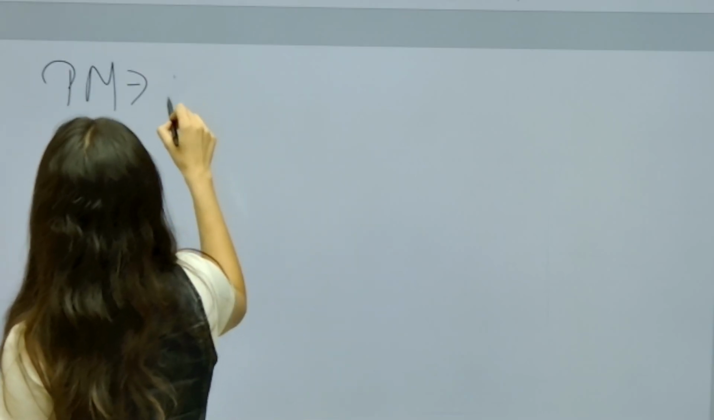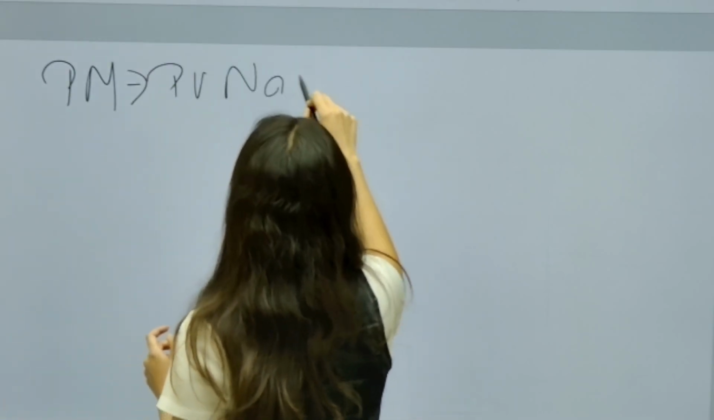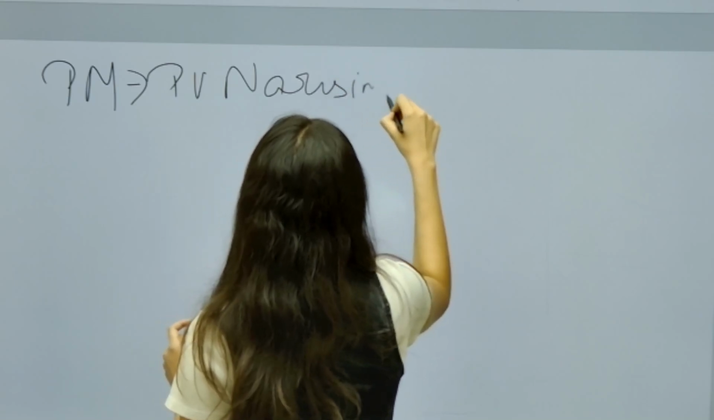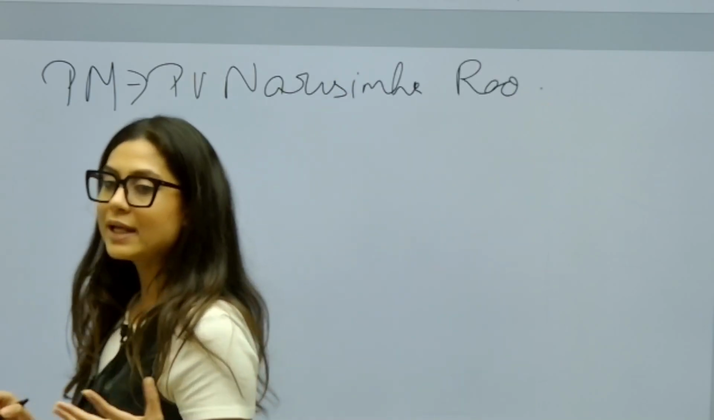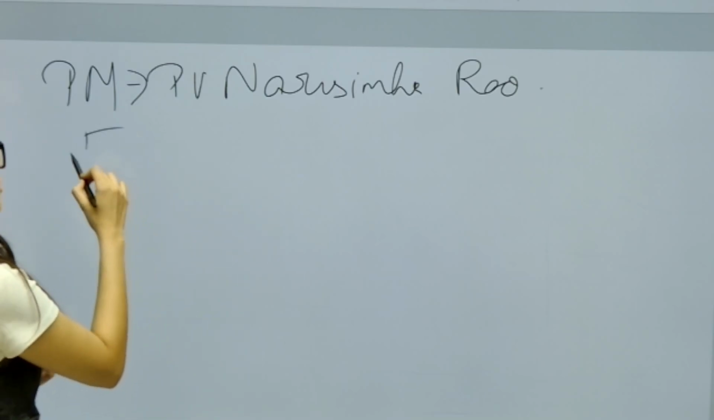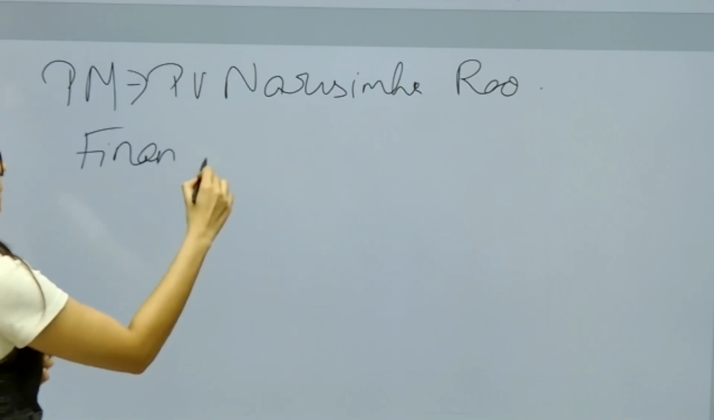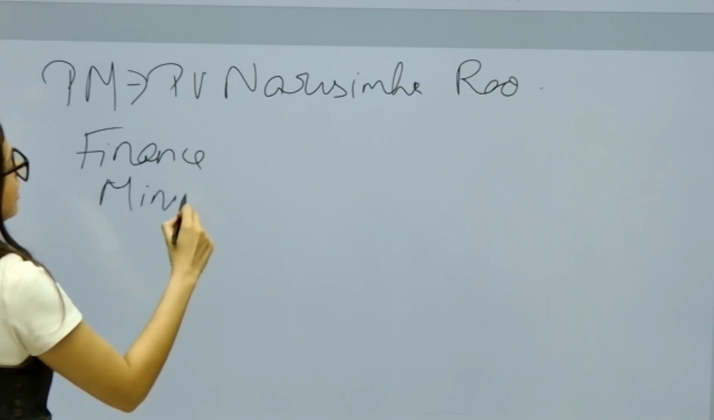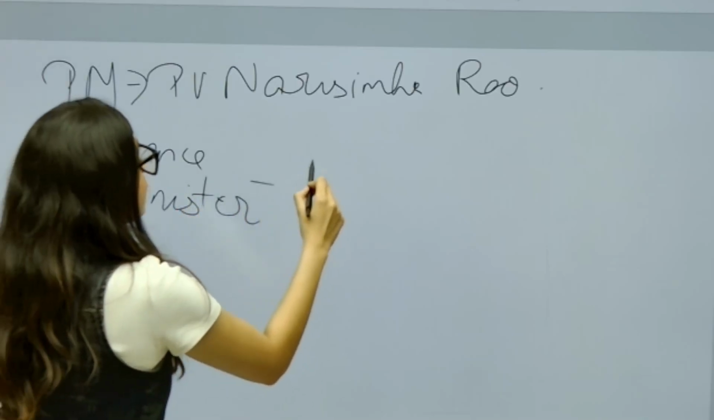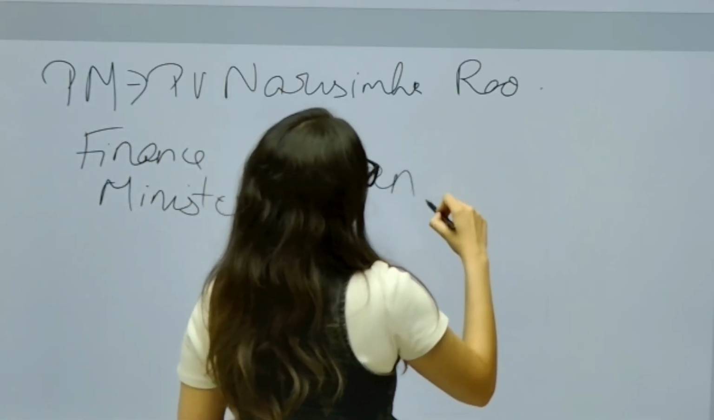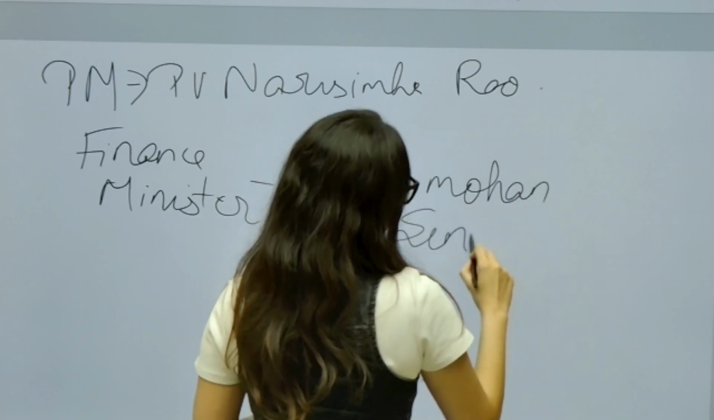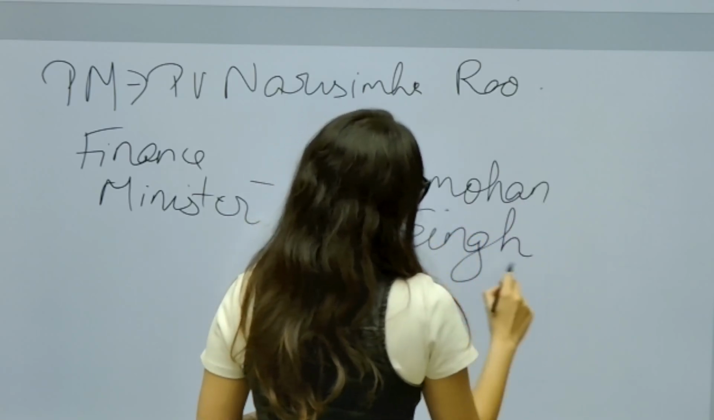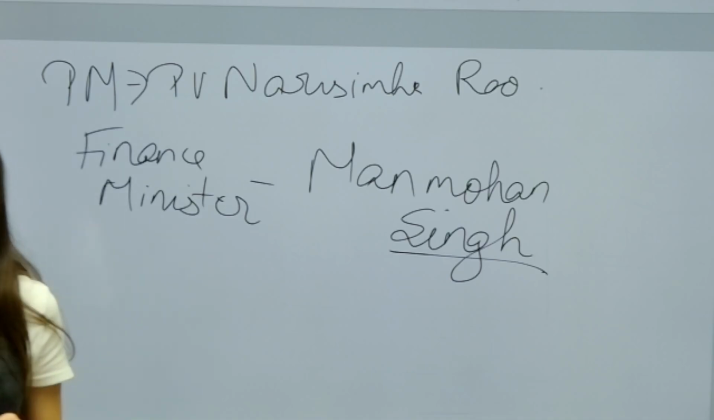So who was the Prime Minister? Prime Minister was PV Narasimha Rao. And a question that is popularly asked is, who was the Finance Minister of that time? The Finance Minister was Manmohan Singh.